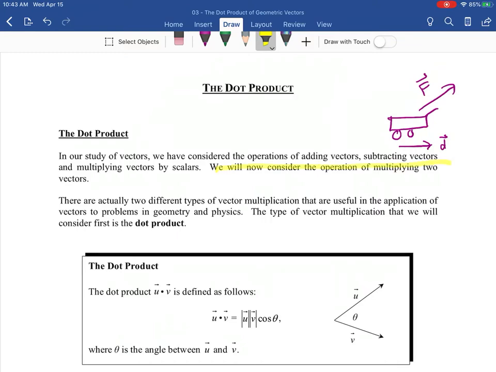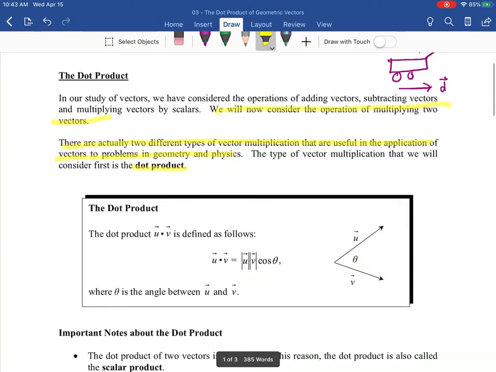So we will now consider the operation of multiplying two vectors, and I'll give you a tiny taste of why we'd want to do that or how we would do that. There are actually two different types of vector multiplication in the application of vectors in geometry and physics. And today we'll talk about one called the dot product. Apparently there's another one coming. It'll be called the cross product when we get to it. But for now, we're talking about dot product.